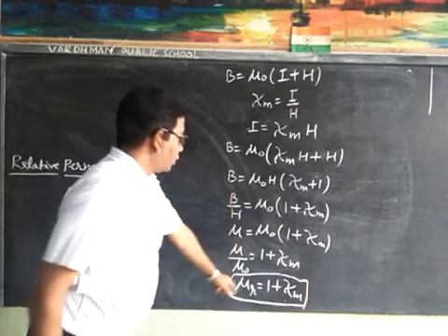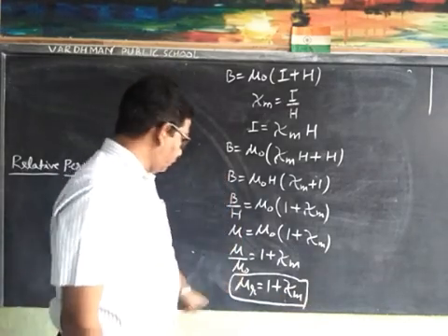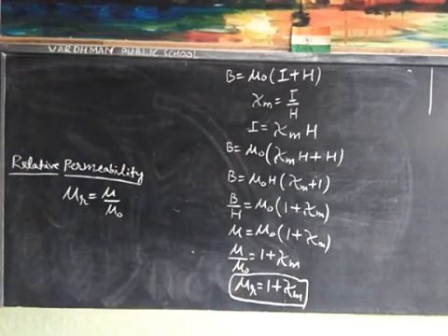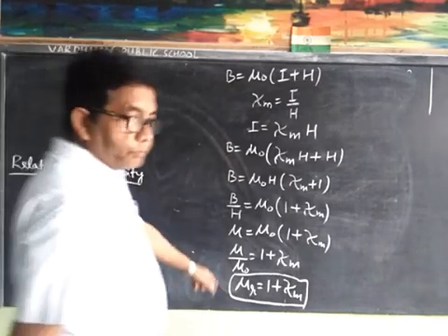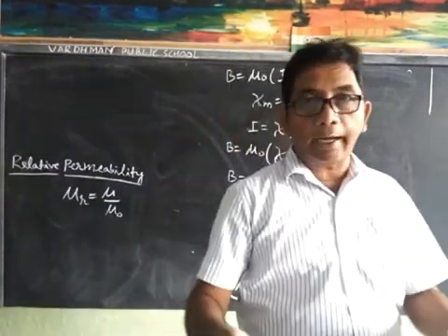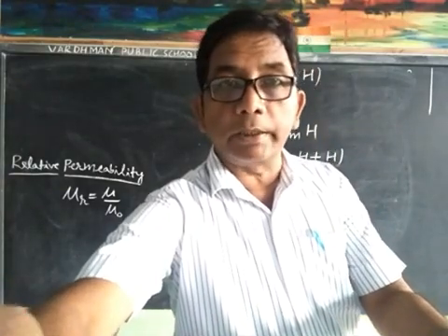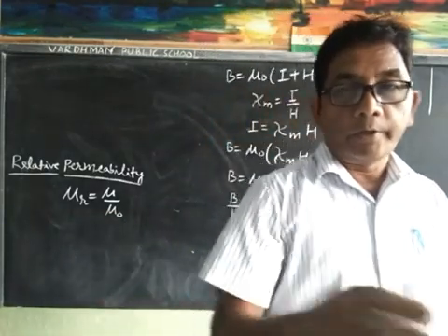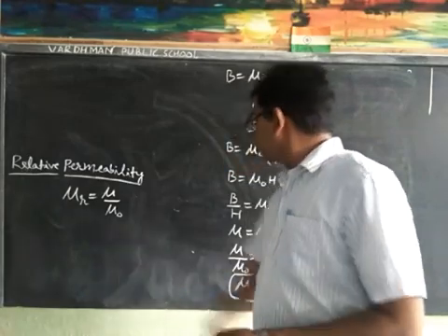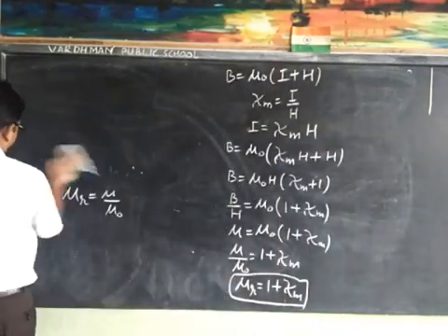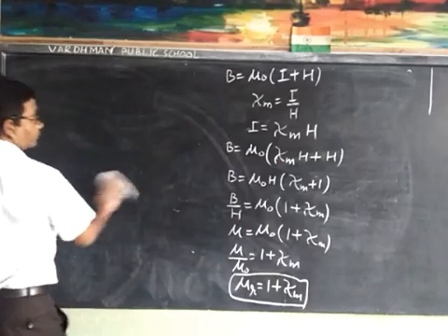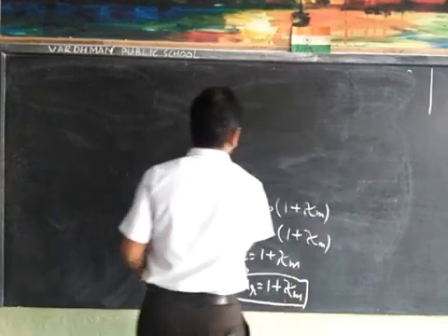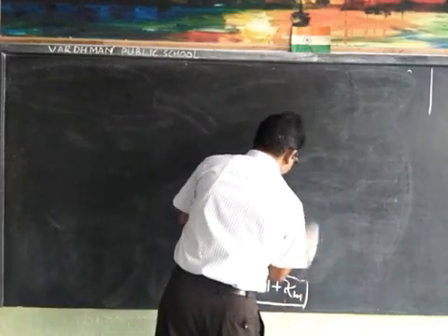This is the relation between relative magnetic permeability and magnetic susceptibility. Now we will discuss some numerical problems based on this. Our first numerical.